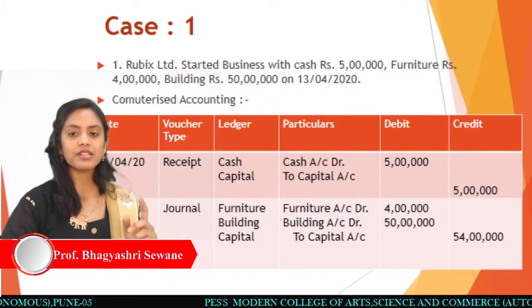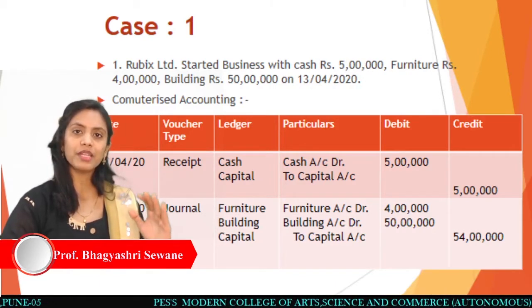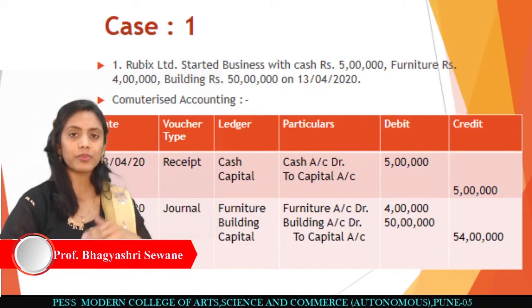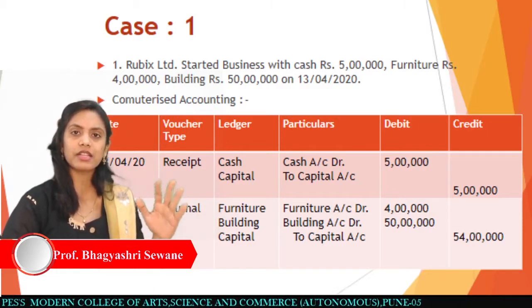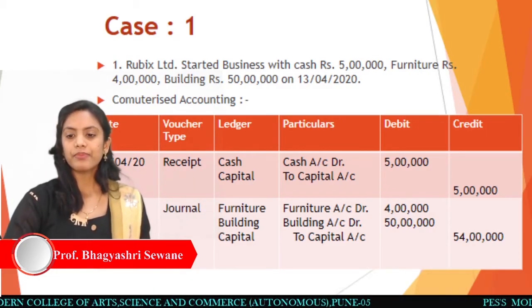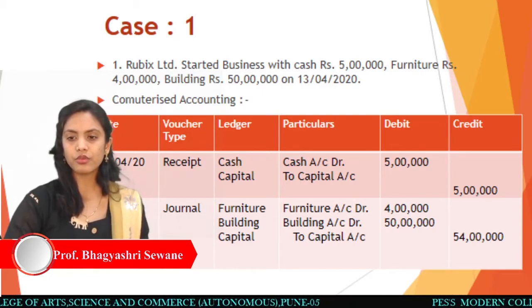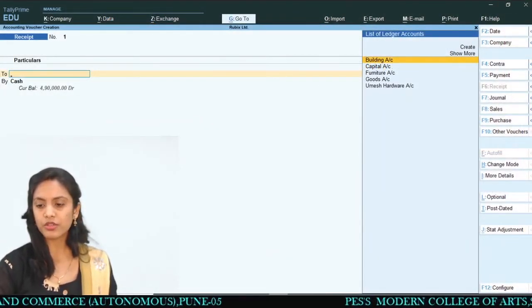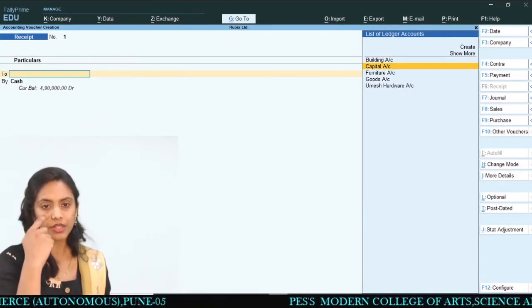This is the very first entry we are doing in a voucher. That's why I'm taking that much time to do this entry. Otherwise, from the next voucher, from the next journal entry, we will do it fast. Now, once again, we have to go to Tally, and we will see which account is going to be credited. Capital account is going to be credited.